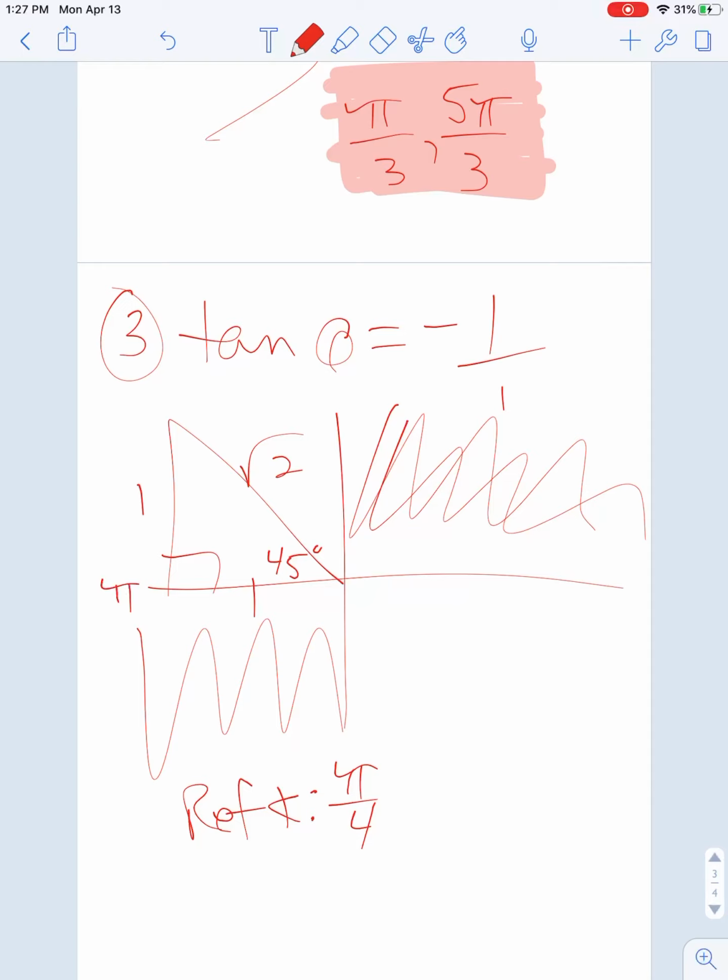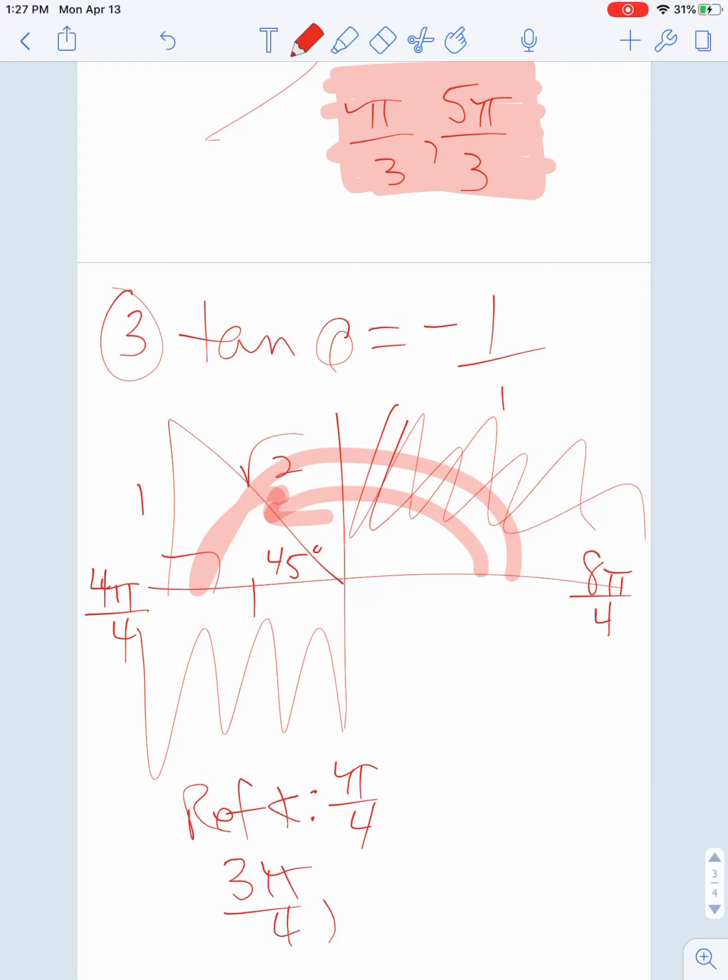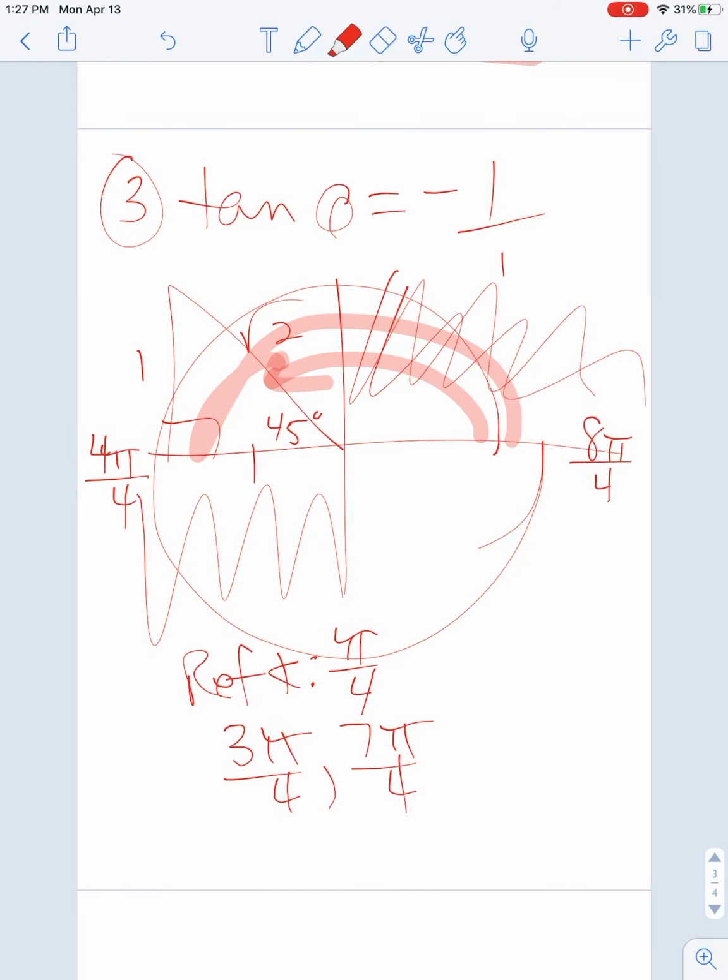So this is normally pi, but I need a 4 in the bottom. I'm going to say that's 4 pi over 4. This is normally 2 pi, but I need a 4 in the bottom. So I get 8 pi over 4. So now this is 1 less than 4 pi over 4. So my one answer is 3 pi over 4. Fourth quadrant answer, I want to be 1 less than 8 pi over 4. So I'm 7 pi over 4. Those are my two answers.